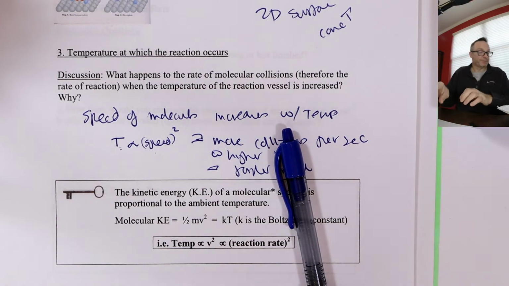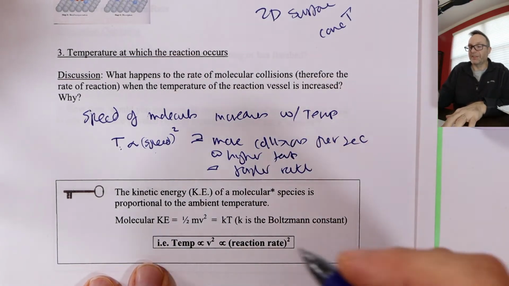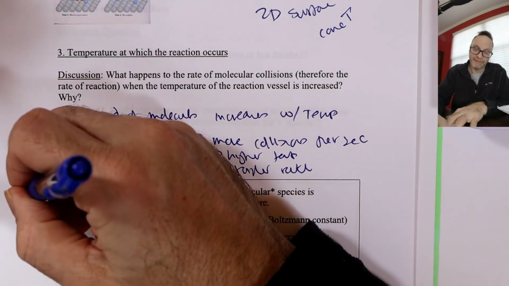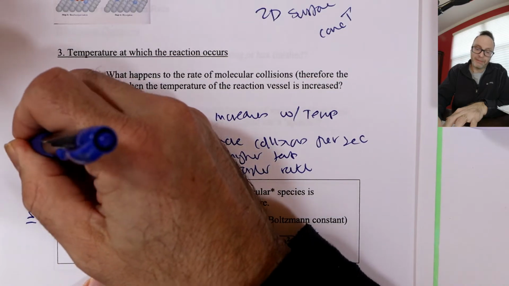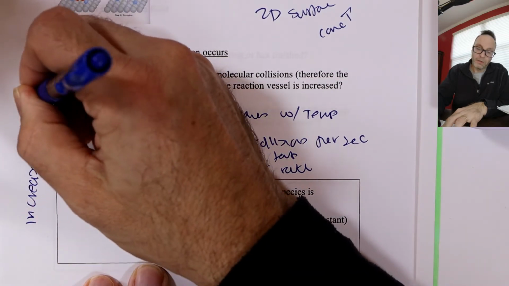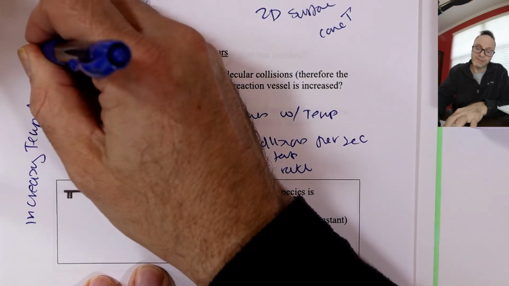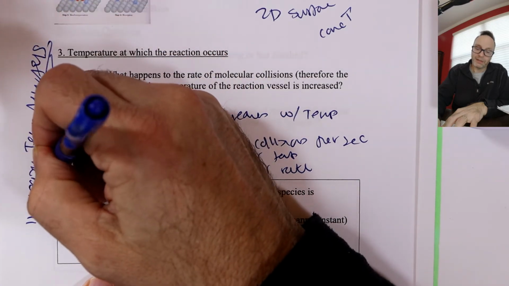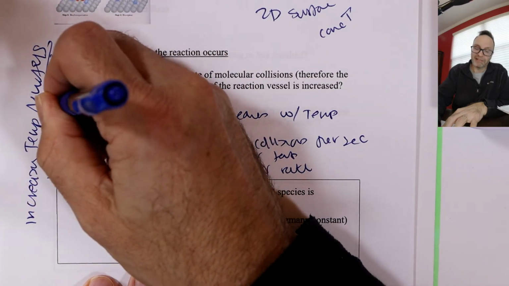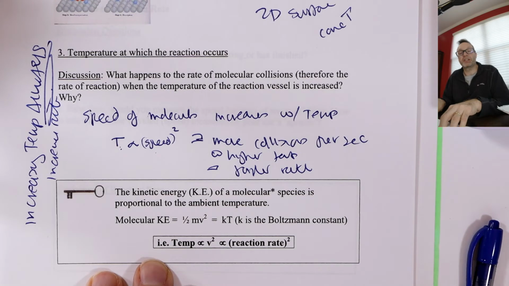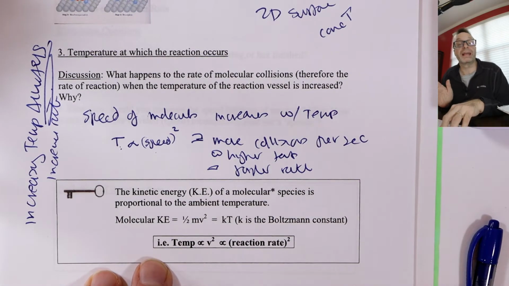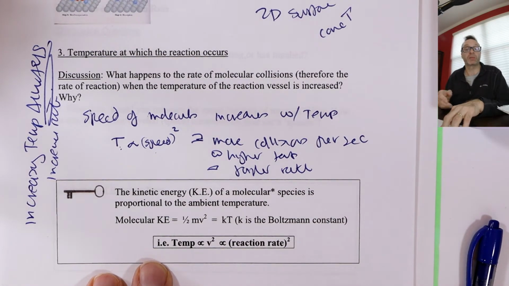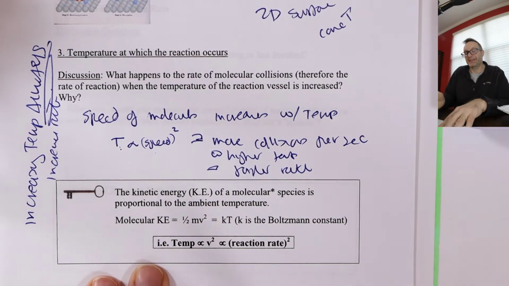Okay, so if we can kind of write ourselves a little note here. Increasing temp always increases rate of reaction. So the rate of a reaction always increases as temperature goes up. The rate of a reaction will always decrease as temperature goes down. That's why we own freezers. All right, and there's some little math there.